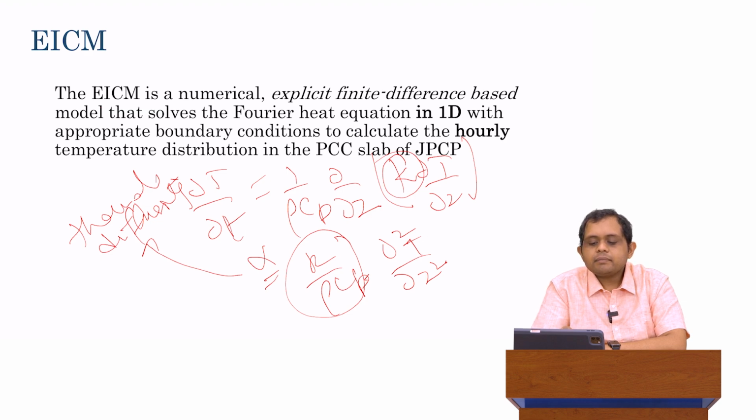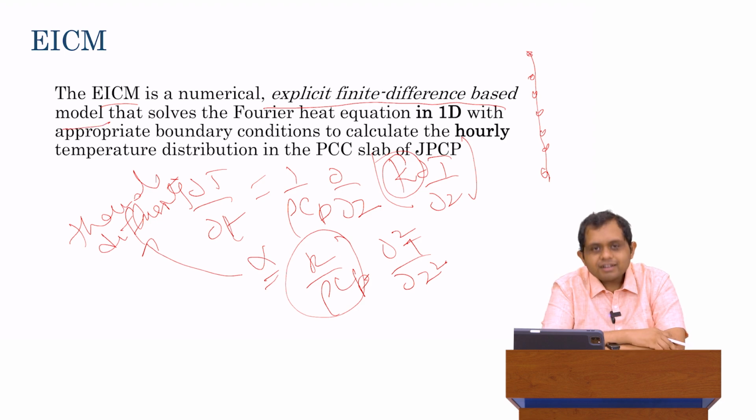So the EICM, the Enhanced Integrated Climatic Model, is a numerical model. So it's not solving the temperature at every point. We actually have the pavement. Again, it's a 1D model. We are discretizing it into a discrete number of nodes, and we are solving the equation at the nodes. The temperature in between the nodes, we have to assume has some type of shape. Now, the EICM is a numerical model where we're solving the solution at some discrete nodes. It is an explicit finite difference based model.